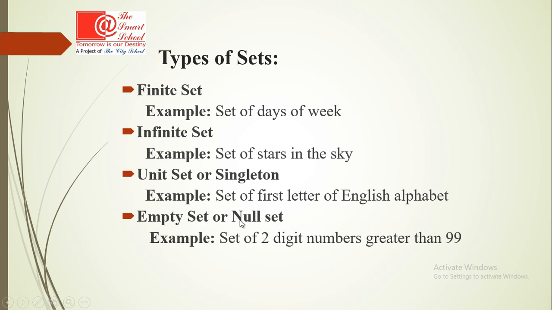And then empty set or null set. This set has no elements in it, like empty, so no element. For example, set of 2-digit numbers greater than 99. Yes, all of you are smiling. It's funny because greater than 99, that is 100, and it has 3 digits. So there is no number which is more than 99 and has 2 digits.